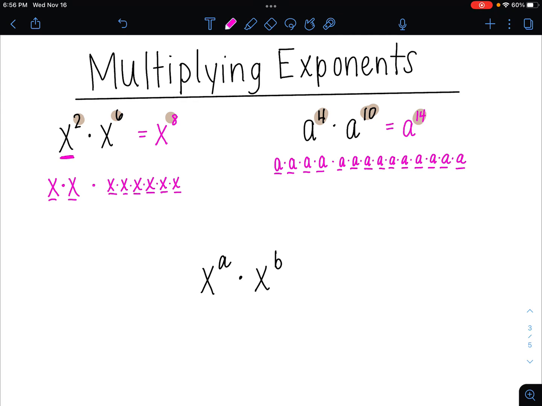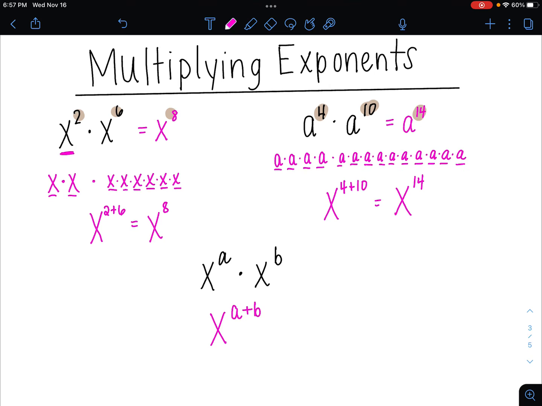So the rule is, when we're multiplying, we take our two exponents and we add them together. So that will be our simplified answer. So we could have done x to the power of 2 plus 6, which really is x to the power of 8. Same thing over here, x to the power of 4 plus 10, which really is x to the power of 14.